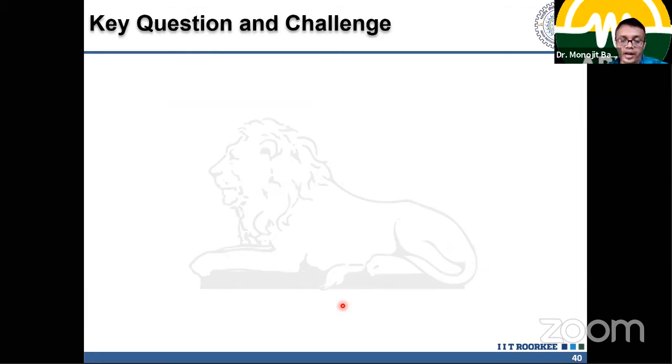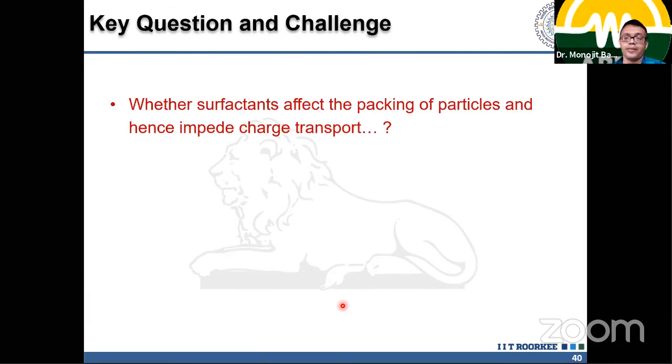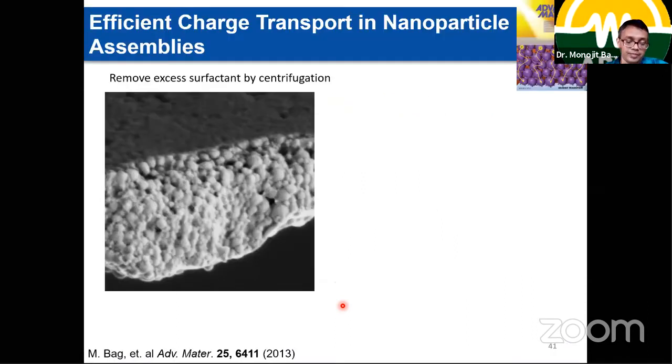Now, when you make nanoparticles using some sort of surfactant, which is nothing but a long hydrocarbon chain, definitely there is a key question whether this surfactant will affect the particle packing as well as the charge transport. Ultimately, we need to make some sort of optoelectronic device where you need very good charge transport through these nanoparticles. If they are not well packed, if there is surfactant between two nanoparticles, definitely it will affect the charge transport.